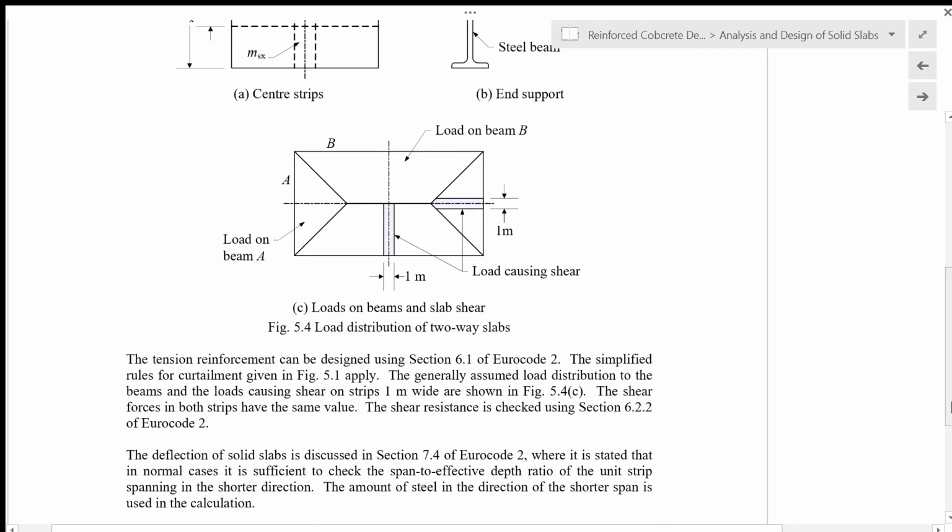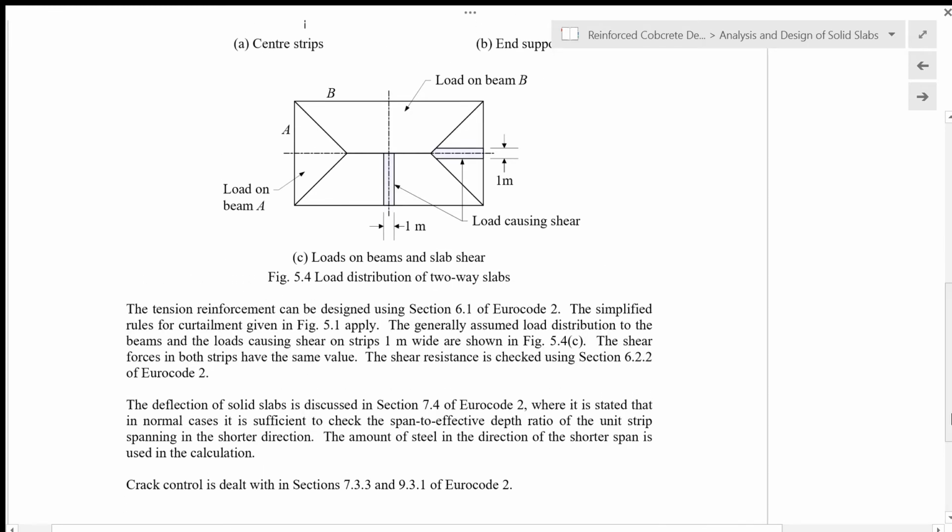The deflection of solid slabs is discussed in section 7.4 of Eurocode 2, where it is stated that in normal cases it is sufficient to check the span to depth ratio of the unit strip spanning in the shorter direction, because the shorter direction is carrying more load as compared to the longer span direction. The amount of steel in the direction of the shorter span is used in the calculation. Crack control is dealt with in sections 7.3.3 and 9.3.1 of Eurocode 2.